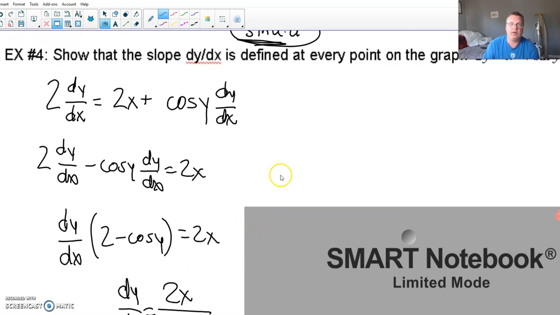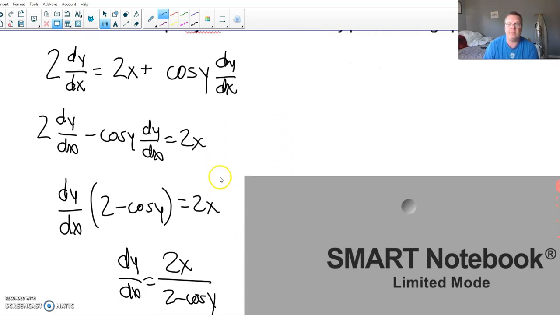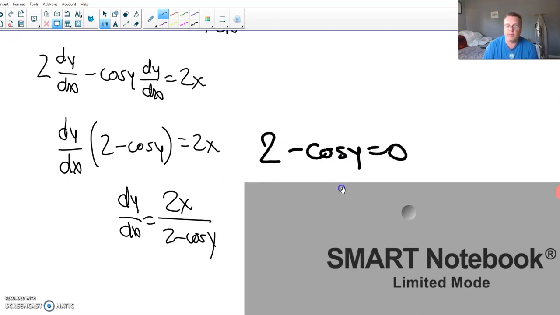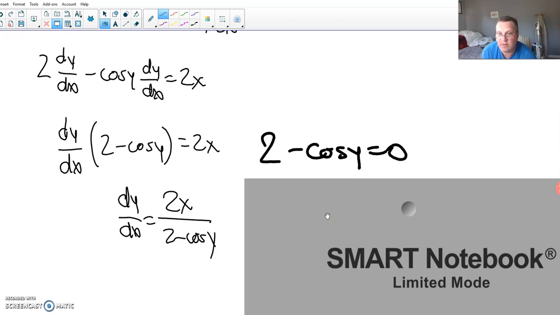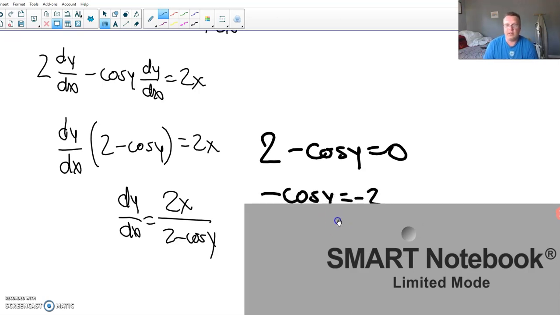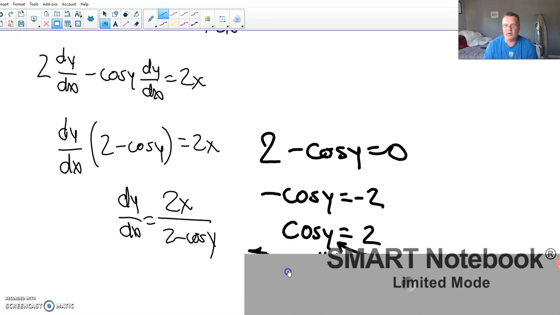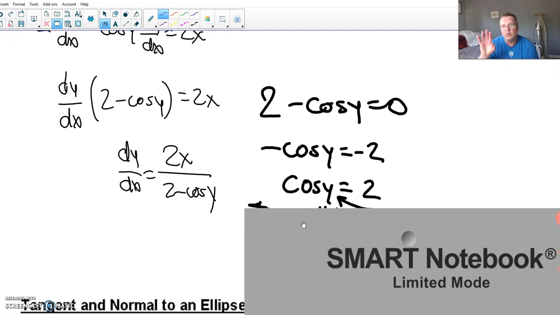So what you want to do is show that this is defined at every point. In order for it to be defined, the denominator cannot equal 0. So we try to show where it happens. We set that equal to 0, and if there is something that makes it 0, then that's where it will be undefined. But as we go through this, you bring the 2 over, you're solving for cosine, and then look, cosine y equals 2, that can never happen.